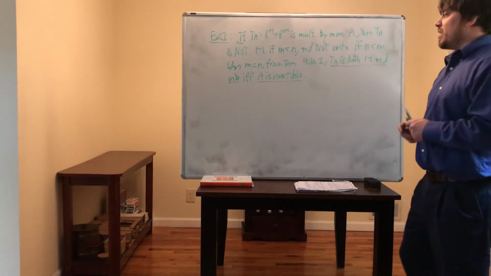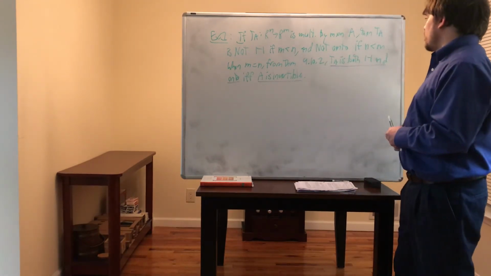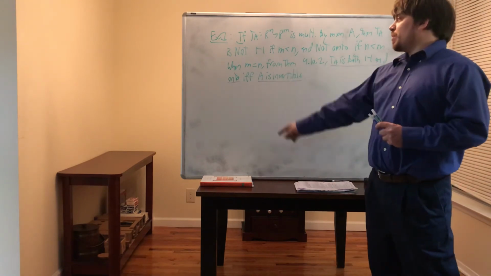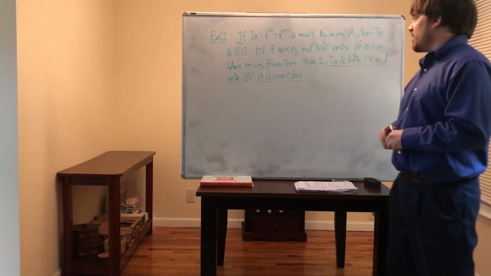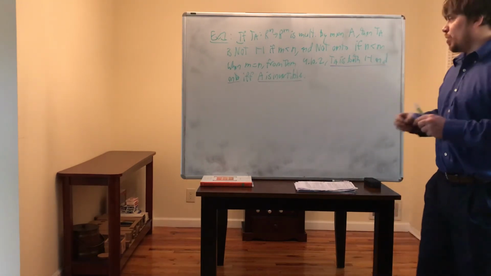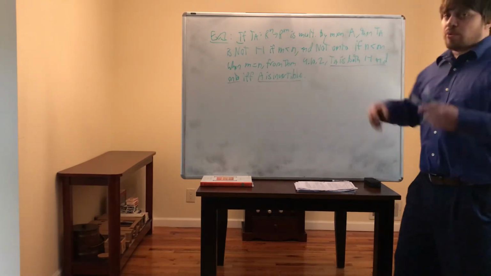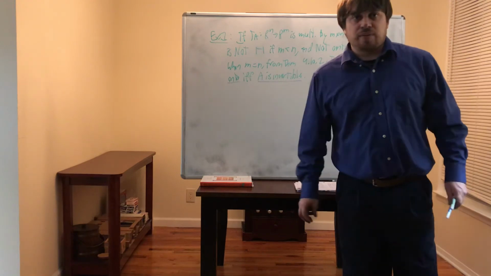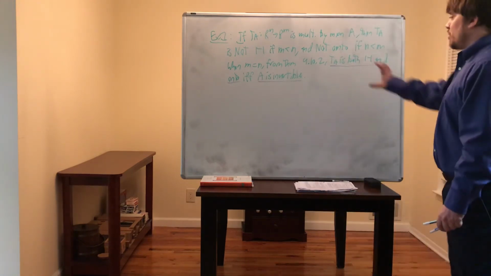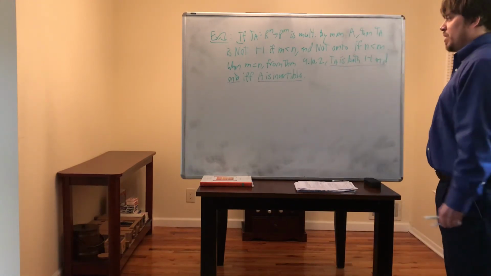And so when m equals n, if A is invertible, then T sub A is both 1 to 1 and onto. And when m equals n, if A is not invertible, then T sub A is not both 1 to 1 and onto. Meaning it's either not 1 to 1 or not onto, or both not 1 to 1 and not onto. Okay, so those two statements have the same truth value if, and only if, m equals n.